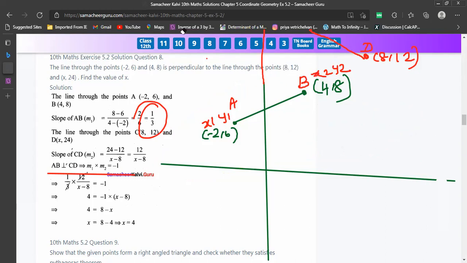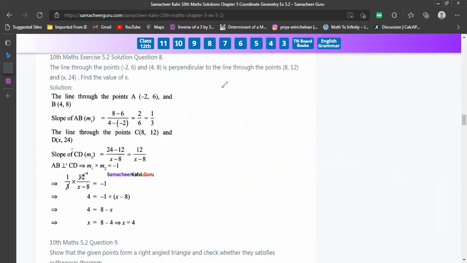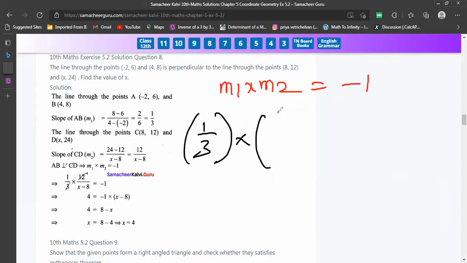Similarly, for CD, you will use the same formula and assume (8, 12) is x1, y1 and (x, 24) is x2, y2. Substituting that, you get m2 as 12 upon x minus 8. The condition is you have to multiply both slopes and equate it to negative 1. m1 is 1 upon 3 and m2 is 12 upon x minus 8.